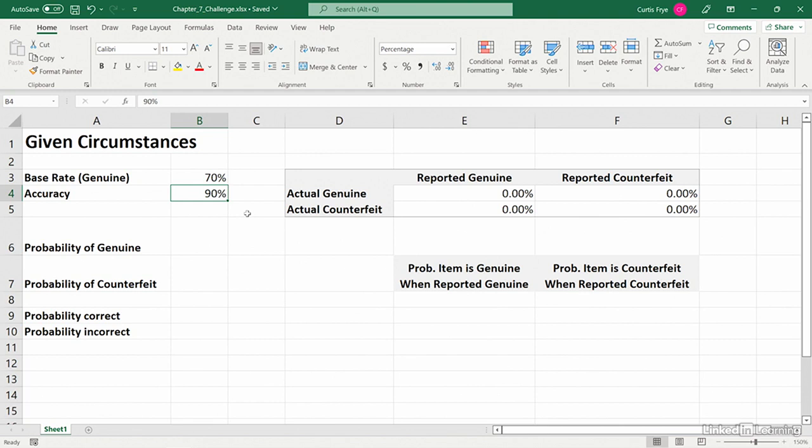So your goal is to fill in this worksheet and to determine the probability that an item is genuine when reported genuine, and also when it is reported counterfeit and actually counterfeit. I hope you enjoy this problem, and I will come back in the next movie to show you how I would solve it.